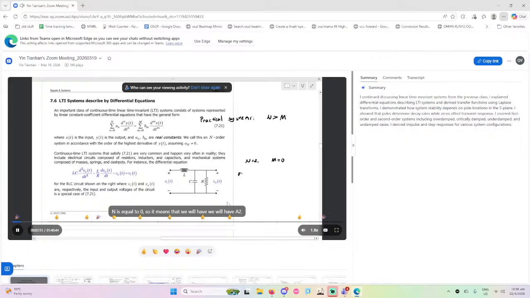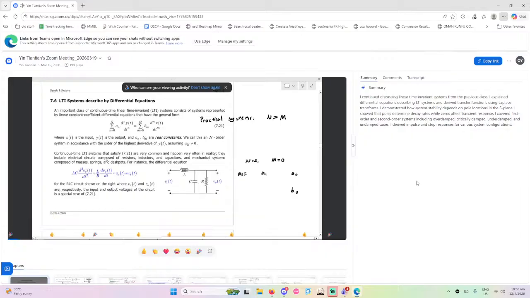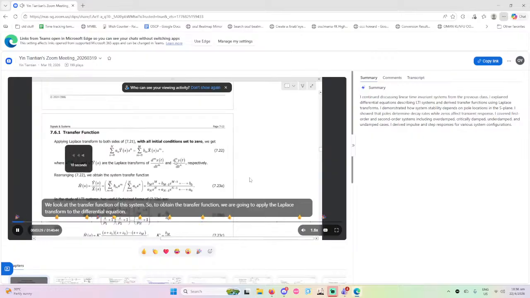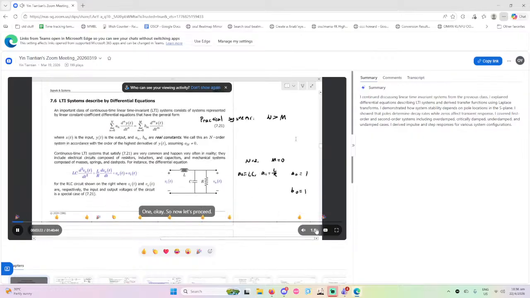We will have A2. We compare this equation with equation 7.21. What is the value of A2? LC. What is the value of A1? L over R. What is the value of A0? 1. And B0 is 1. Okay. So now let's proceed.